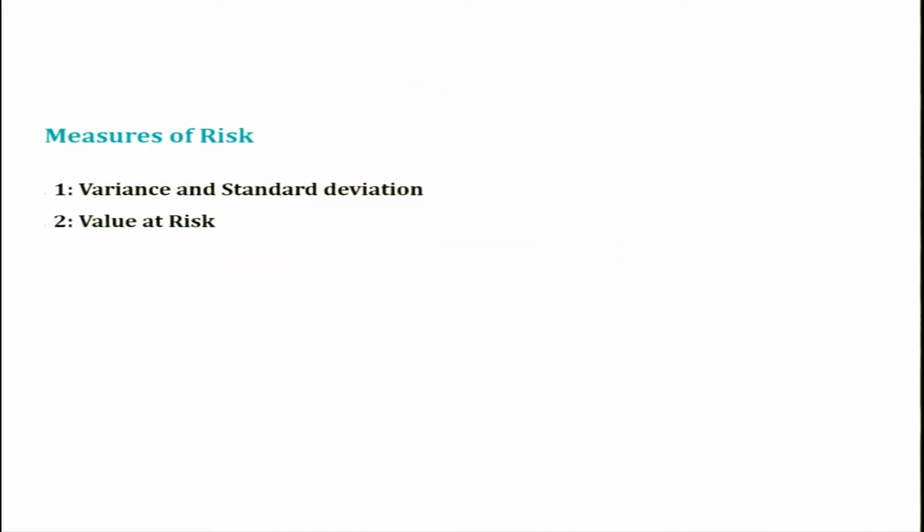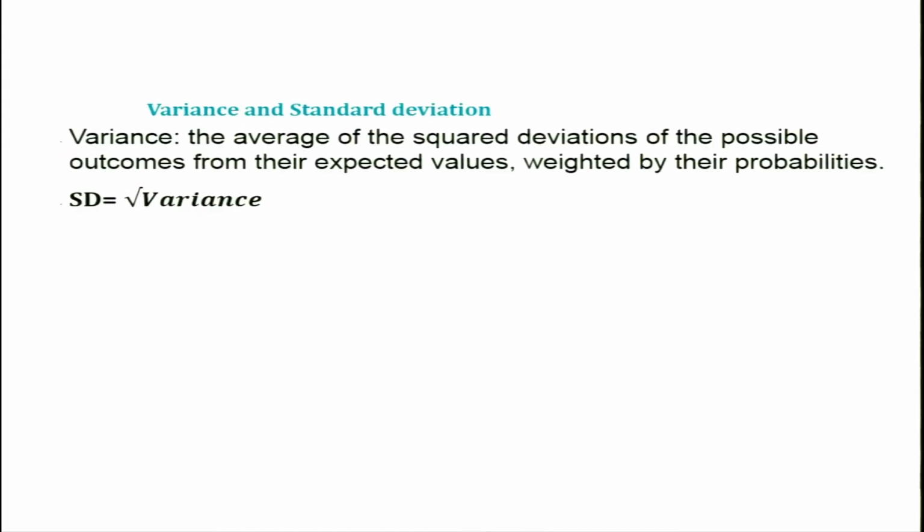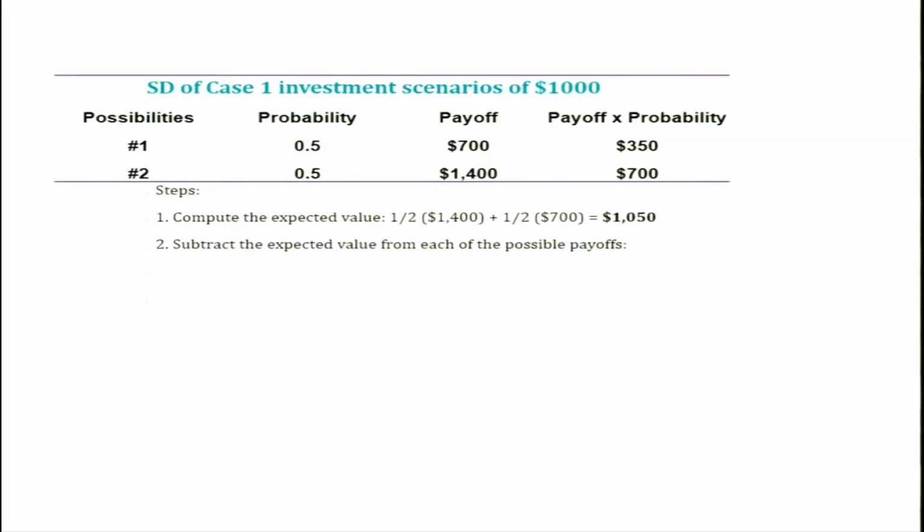What are the measures commonly used to measure risk? For example, in this investment, what are the measures of risk that we can use? One measure that is very commonly used to measure the risk of an investment is variance and standard deviation. Variance is defined as the average of the squared deviations of the possible outcomes from their expected values, weighted by their probabilities. Let us take the example that we just mentioned.